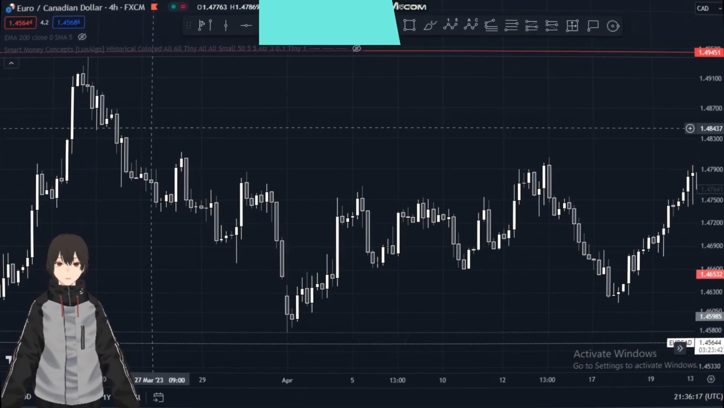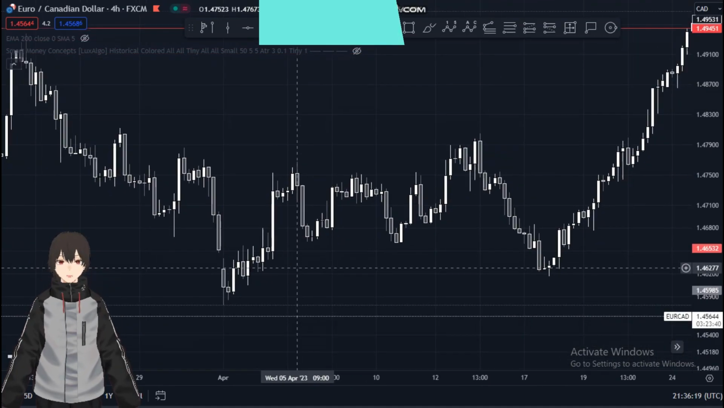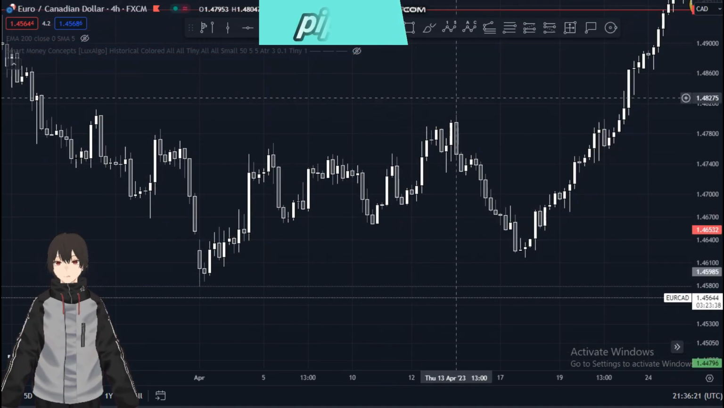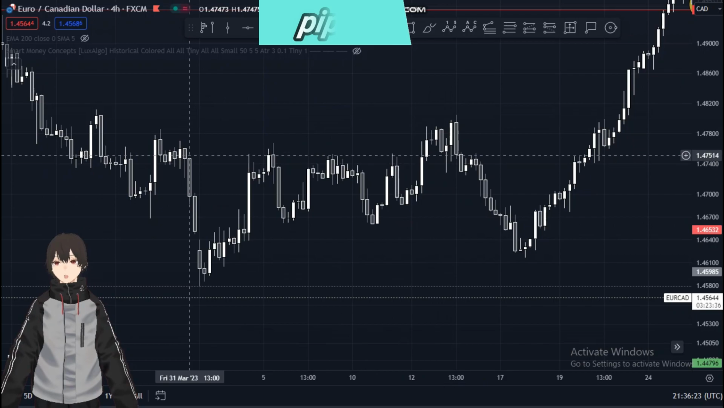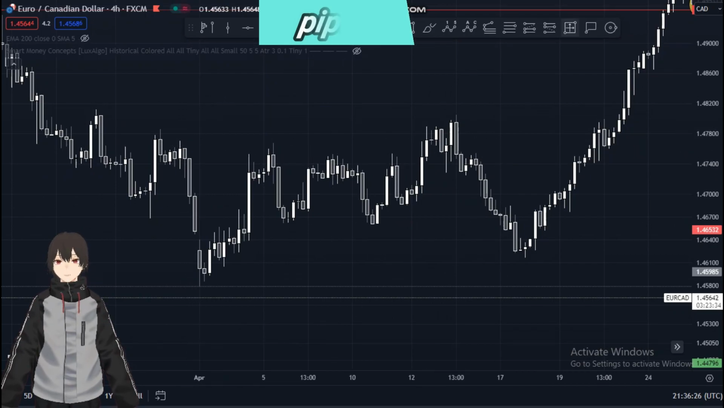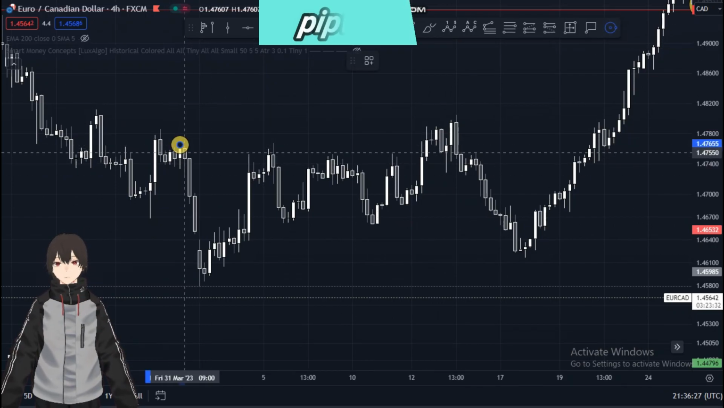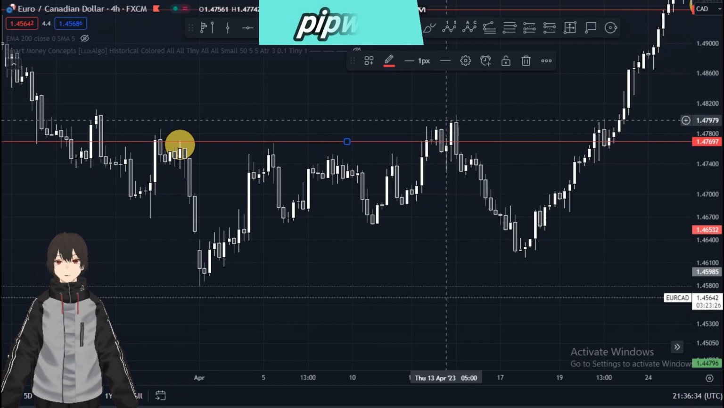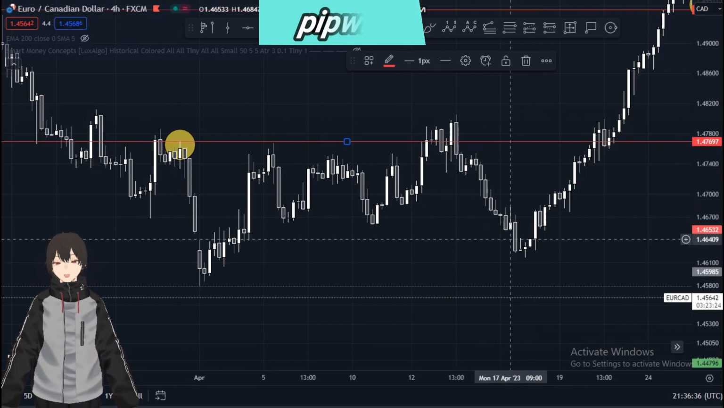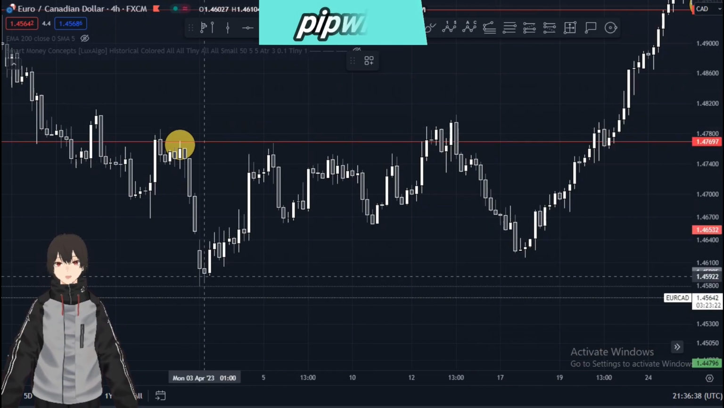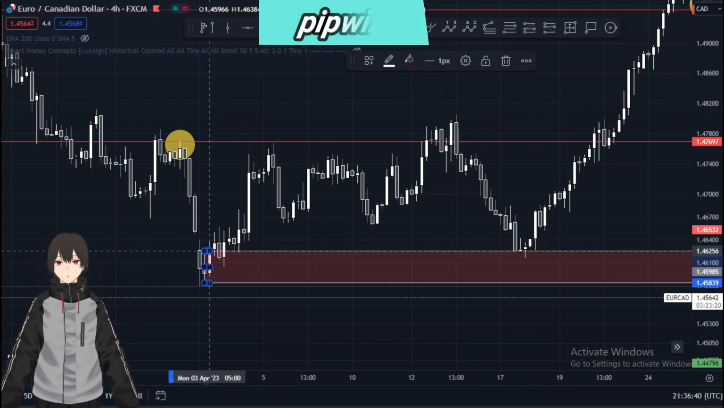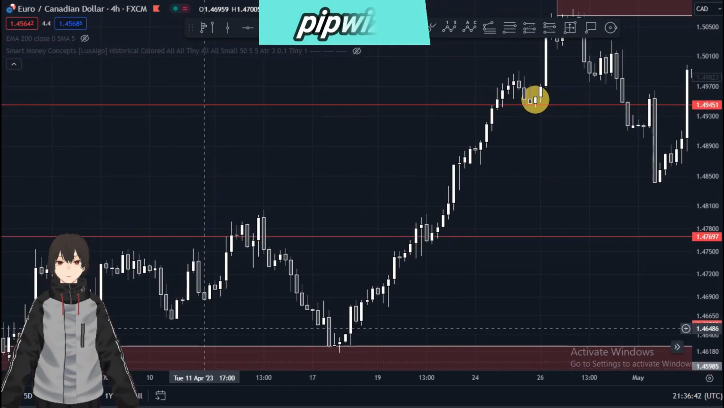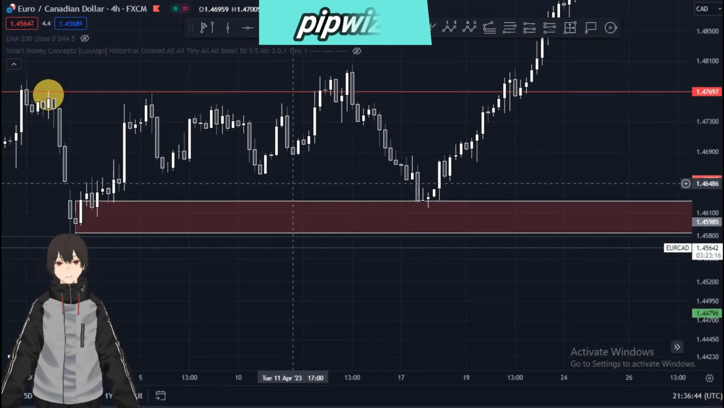Or we have a bearish trend here. Look, we have a bearish trend here. Then the market can break this high. Here the market can break. Then the market came back here. As usual, you can see that the market came back here and moved up to here.